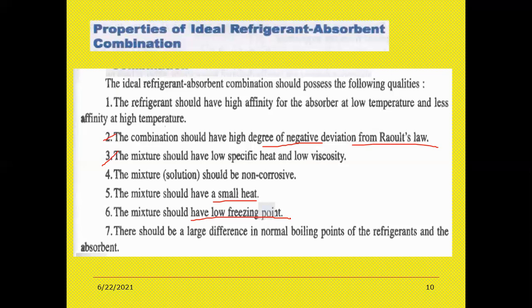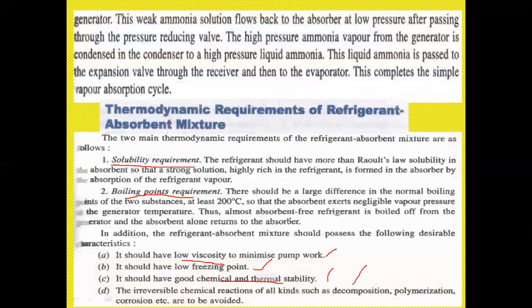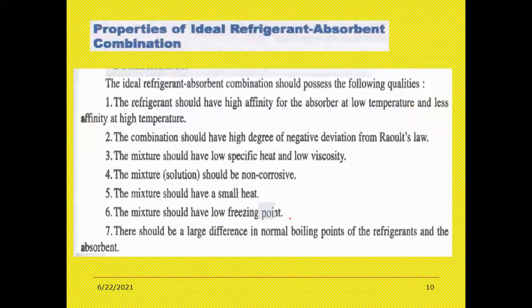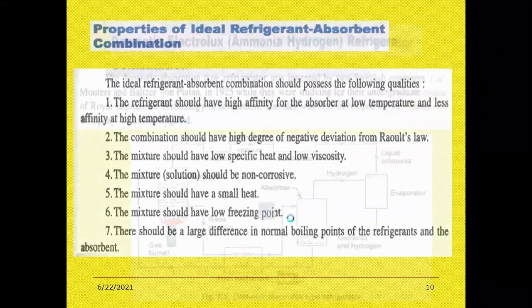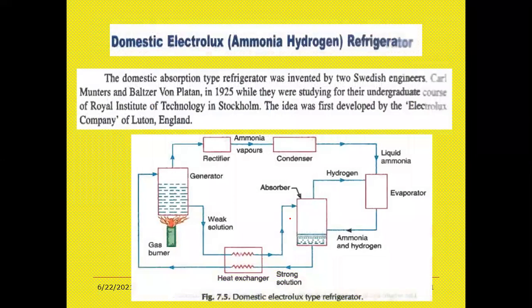Next, we have completed the thermodynamic requirements of the refrigerant absorption mixture, the properties of an ideal absorption system. Now the next topic to be discussed is the domestic Electrolux. You have heard the name Electrolux. The Electrolux, or ammonia hydrogen, domestic refrigeration system.